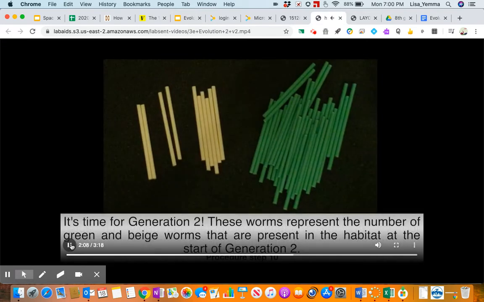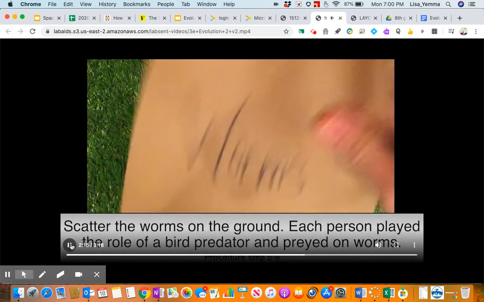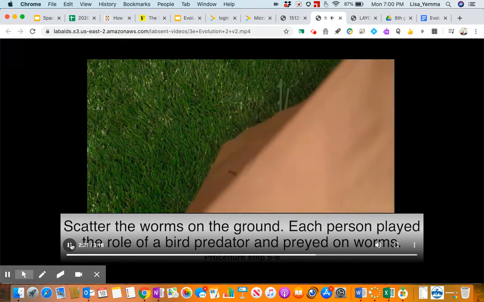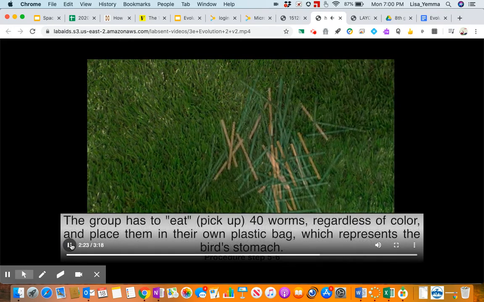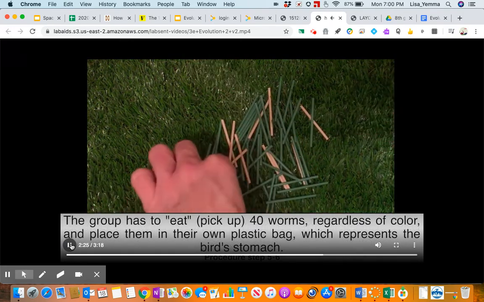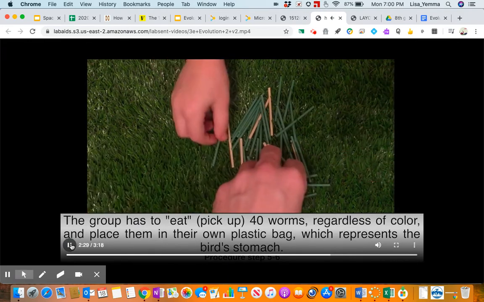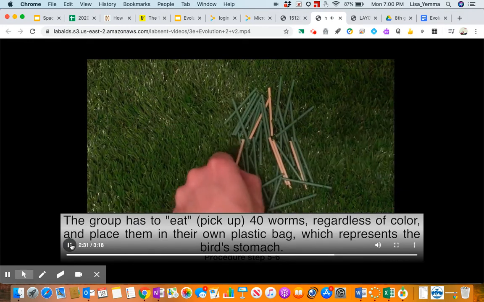It's time for Generation 2. These worms represent the number of green and beige worms that are present in the habitat at the start of Generation 2. Scatter the worms on the ground. Each person played the role of a bird predator and preyed on worms. The group has to pick up 40 worms, regardless of color, and place them in their own plastic bag, which represents the bird's stomach.